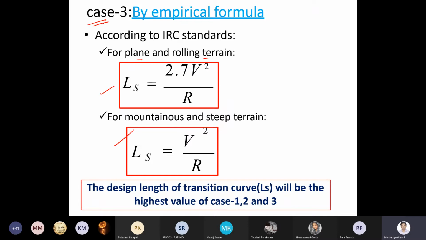In these three cases, which will be the highest value? That will be the final length of the transition curve. I hope you are getting the three cases. I will explain with respect to one or two examples, then you will get more clarity.